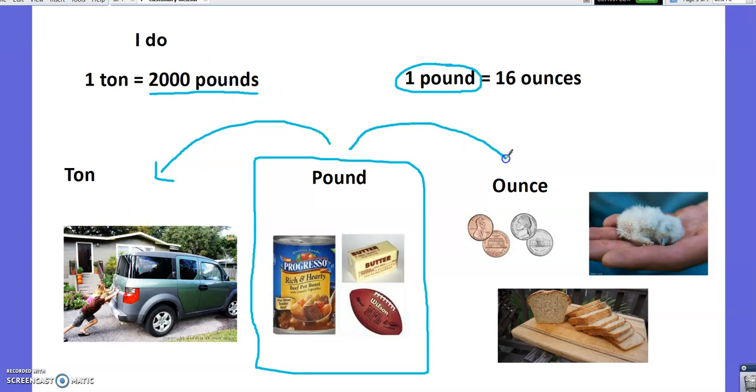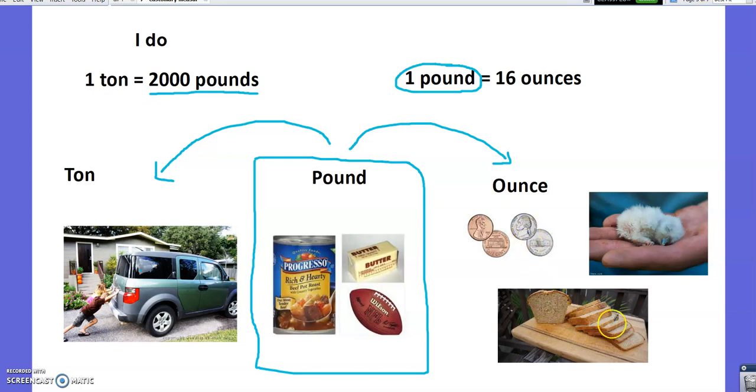Very small things we weigh in ounces. So 16 ounces make a pound. So an ounce is 1/16 of a pound. So quite small. Some things that weigh about an ounce or a couple of ounces might be like a baby bird or a coin or a piece of bread.